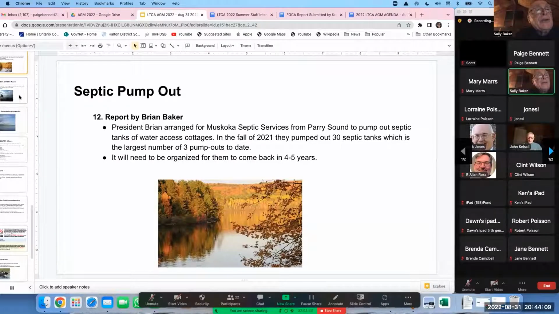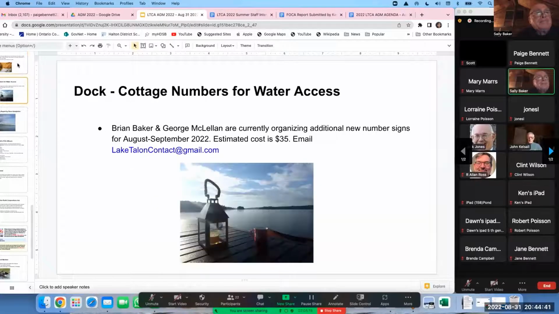Last year was the 3rd year that they've come. We're looking to schedule that service probably every 4 to 5 years. Last year we had 29 or 30 septic tanks pumped out. I have records of maybe 45 tanks. Some people don't choose to do it as frequently as others. So that's why we're trying to get on a cycle of every 4 to 5 years. Any questions on that?